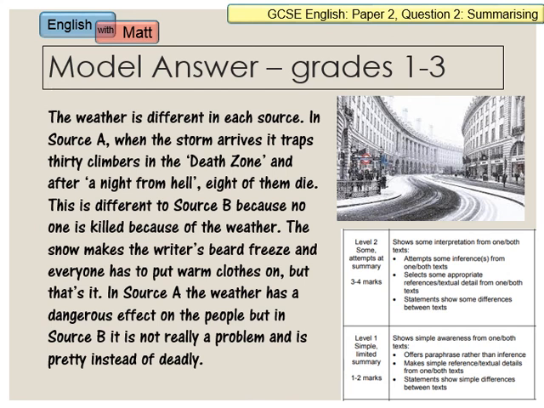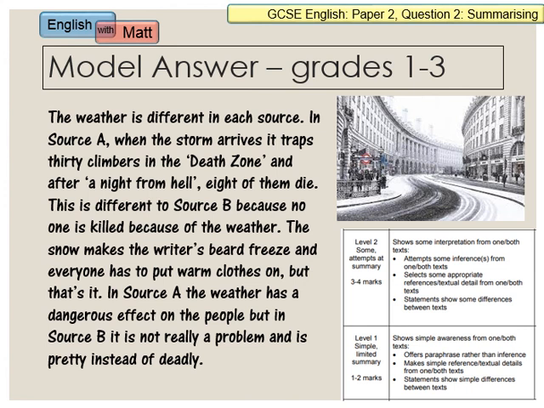The weather is different in each source. In source A, when the storm arrives, it traps 30 climbers in the death zone, and after a night from hell, 8 of them die. This is different to source B because no one is killed because of the weather. The snow makes the writer's beard freeze and everyone has to put warm clothes on, but that's it. In source A, the weather has a dangerous effect on the people, but in source B, it is not really a problem and is pretty instead of deadly.